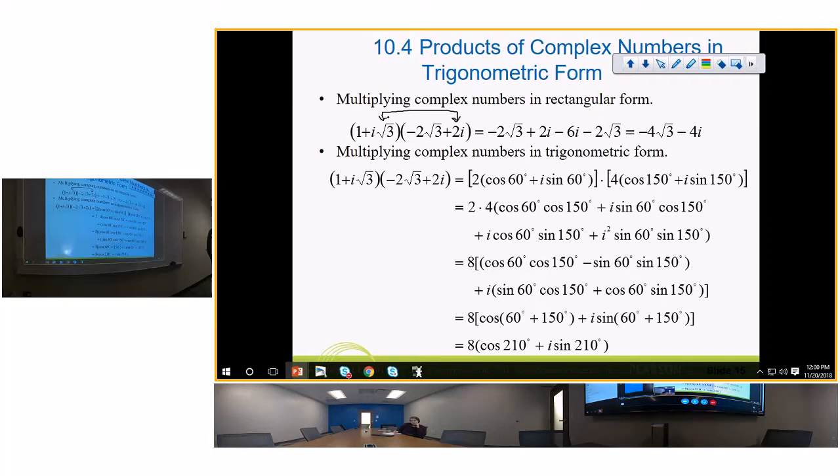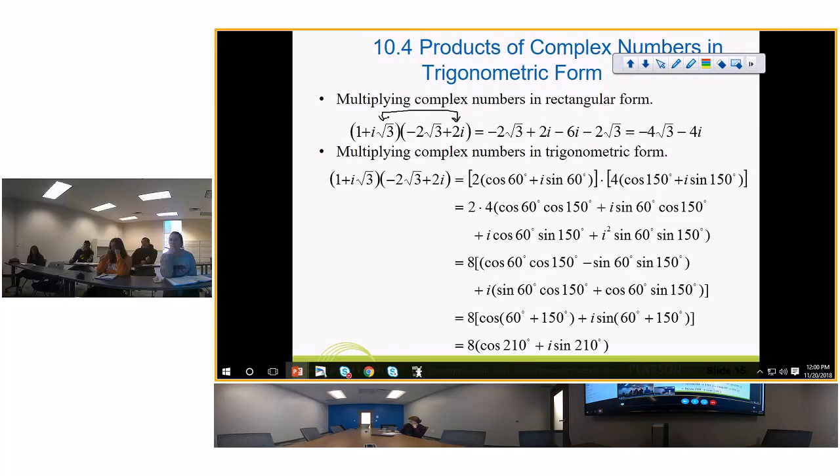Negative. 2 square root of 3 times... Okay, how did you get a negative 2 out of that? Because it's positive i times positive 2i. I was looking at that. No, you're right. But how'd you get the negative 2?